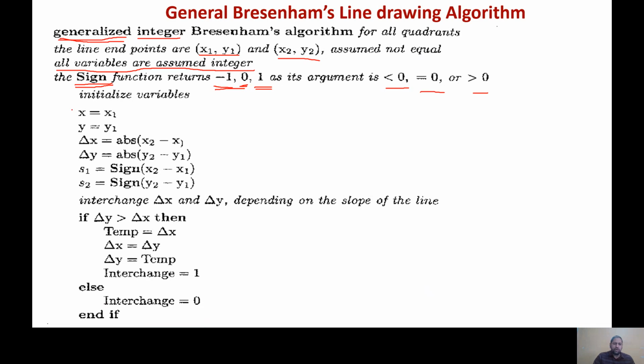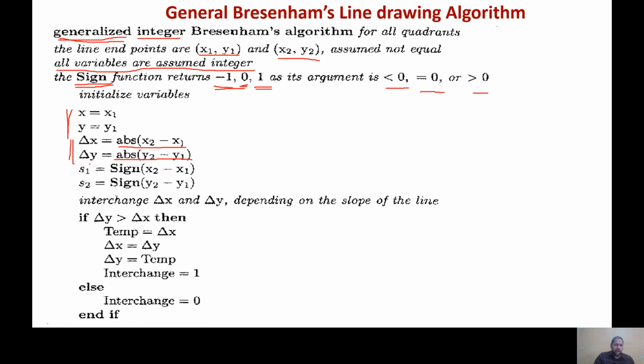So this is the initialization of the variables. The x value is equal to x1, the y value is equal to y1. That is my starting point of the line, because that is assigned to x and y. This is going to change, and this is going to calculate the next pixel. Then I have delta x and delta y. Delta x is nothing but absolute x2 minus x1. Delta y is absolute y2 minus y1. So we calculate delta x and delta y.